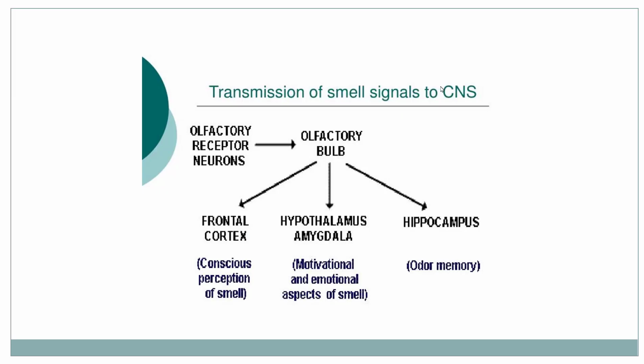Transmission of smell signals to the central nervous system. We know that these olfactory receptors send this information to the olfactory bulb. From the olfactory bulb, the signals are sent to the frontal cortex or temporal cortex, which contains the hypothalamus. In the hypothalamus we have the amygdala, and the amygdala is responsible for motivation and the emotional aspect of smell, and signals are also sent to another nucleus, called the hippocampus, which is responsible for the memory of smell.